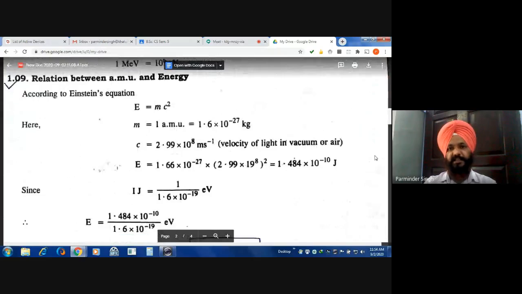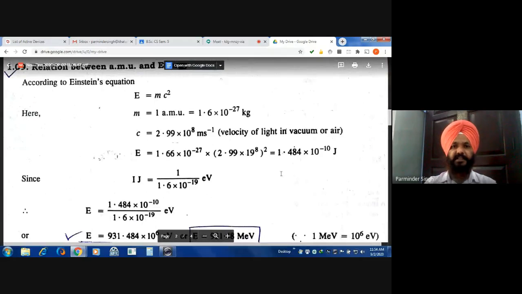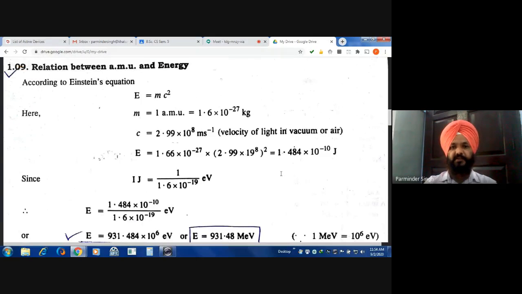So if the energy is large, then we can calculate that energy in mega electron volts. Next thing is, what is the relation between AMU, atomic mass unit, and the energy? Now we can find out the relation between them. According to Einstein's equation of mass and energy, E is equal to mc square.